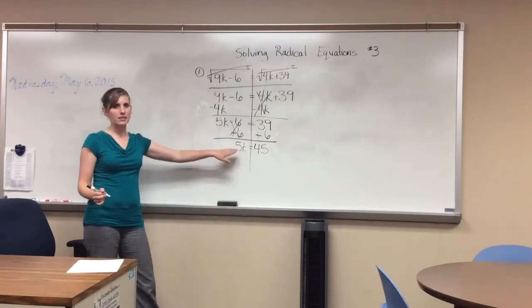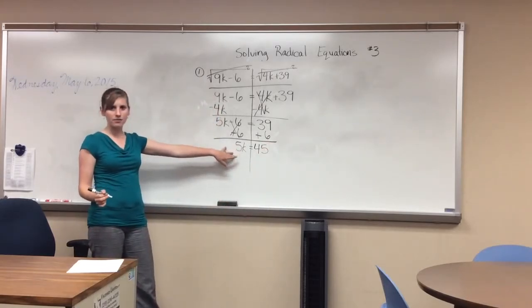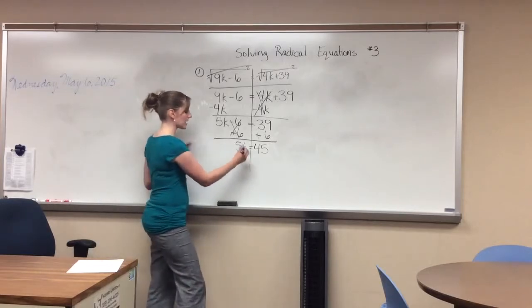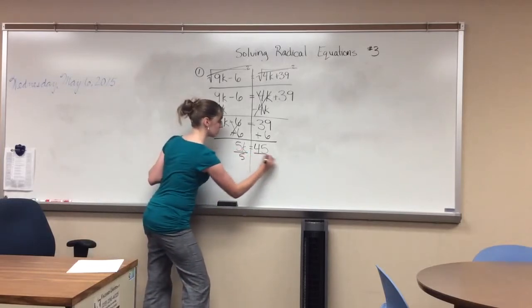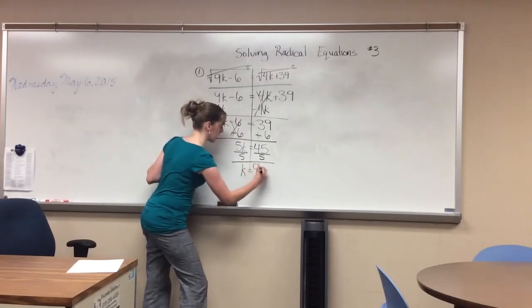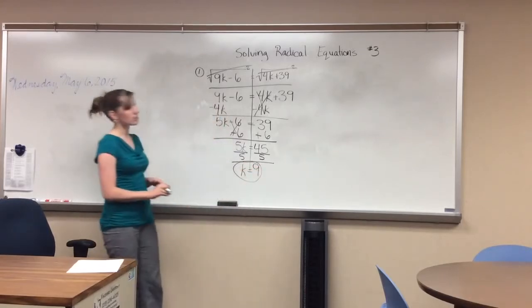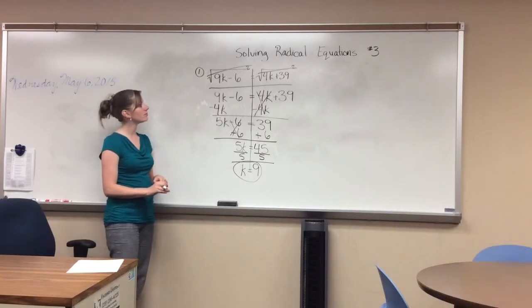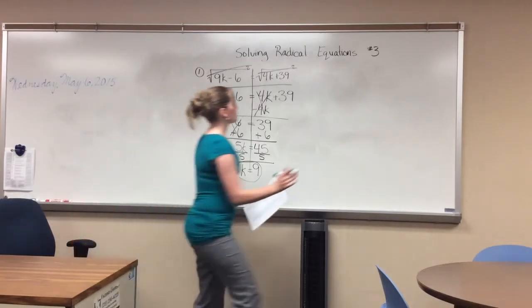Almost finished. The last thing that we need to cancel is the 5. This is 5 times k, so the opposite would be to divide. Divide both sides by 5. I get k equals 9. And that's our answer for number 1. Let's take a look at number 2.